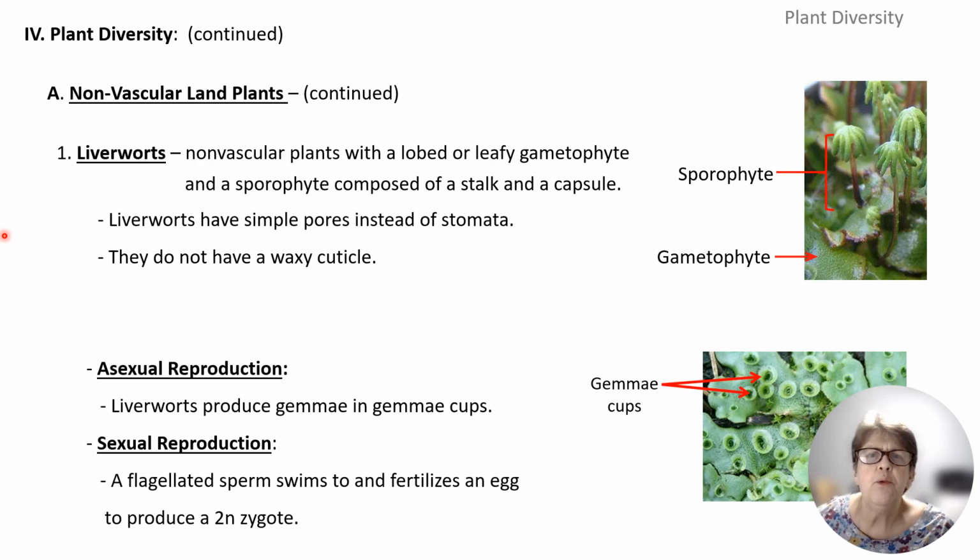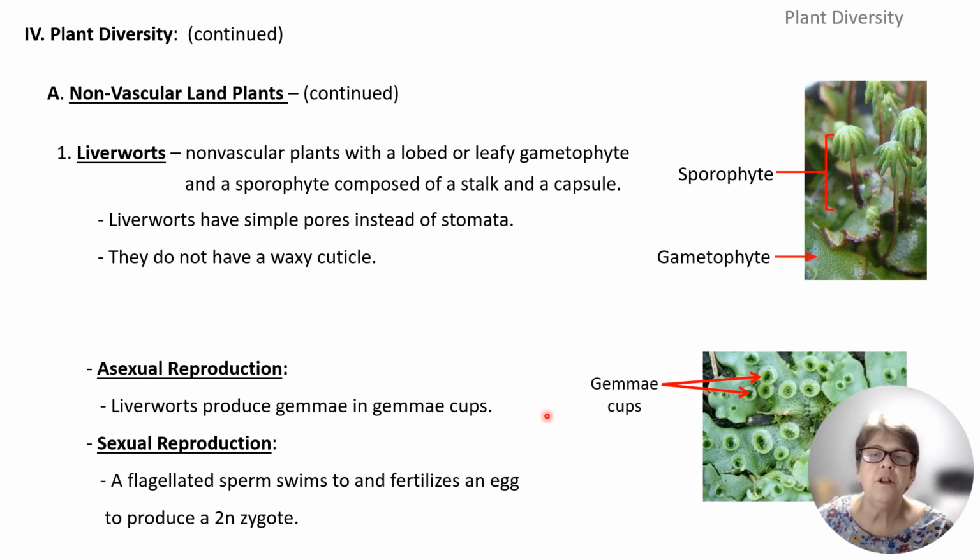Liverworts have simple pores instead of stomata. Remember, stomata have the guard cells that open and close, and liverworts just have pores. Remember, they're in a moist environment, so they shouldn't need to close up to conserve moisture. Also, liverworts do not have a waxy cuticle. Again, being in a moist environment, the cuticle normally helps plants retain moisture, and they wouldn't need to do that. So there's both asexual and sexual reproduction in liverworts.